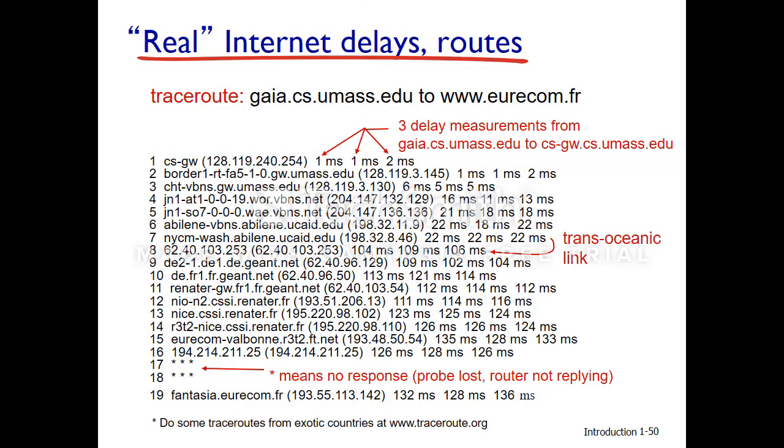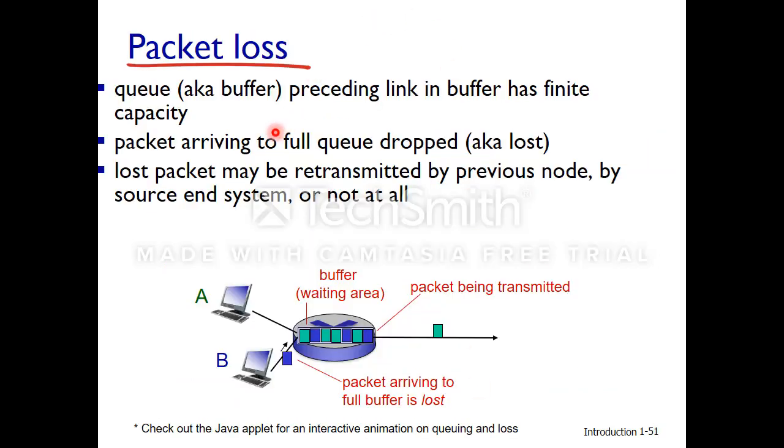Now, packet loss will occur if a queue, basically the buffer preceding a link, has finite capacity, and if a packet arrives to a full queue, it is dropped. Now, this lost packet may be retransmitted by the previous node or by the source end system, or it may not even be transmitted at all.